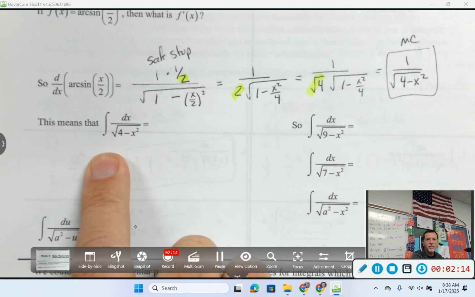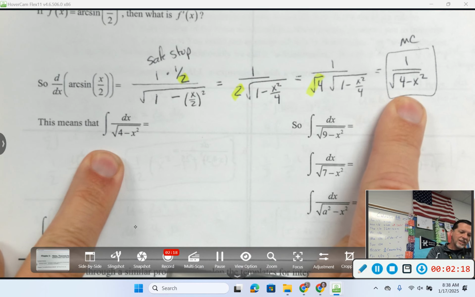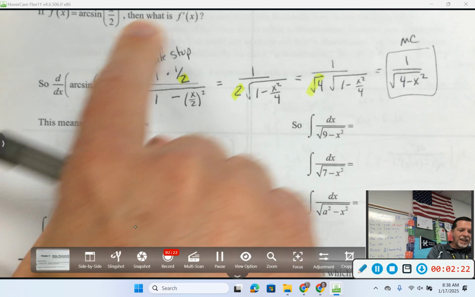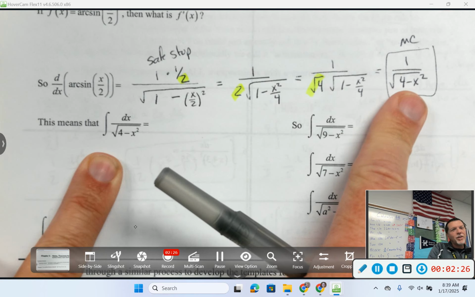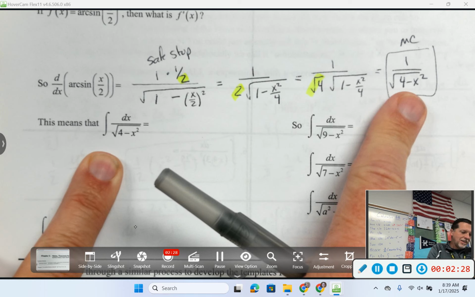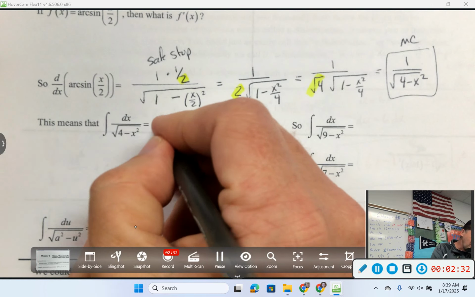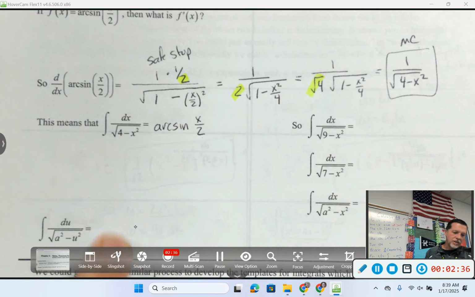This means if I want the antiderivative of what I just got, so I took the derivative of this and landed here. Now I want to go backwards from here. Where am I going to land? Right back there. Arcsine of x over 2.